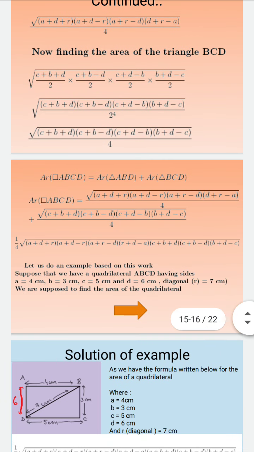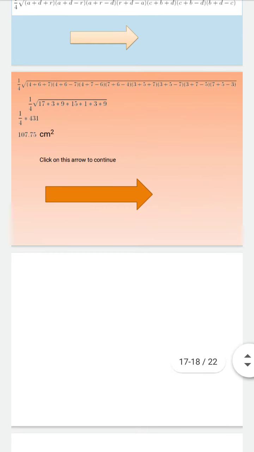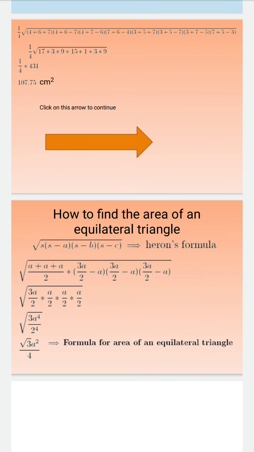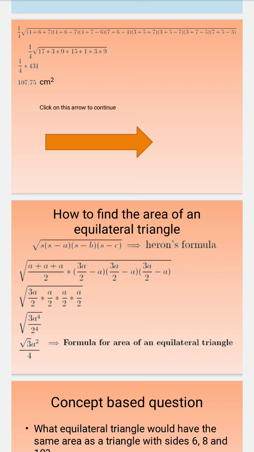Now see next what we will do to find the area of an equilateral triangle by Heron formula. Here is the concept: by applying Heron formula to an equilateral triangle, we can easily prove our basic formula to find the area of an equilateral triangle. As we also know, the area of an equilateral triangle equals root 3 by 4 a square. We can also prove it by Heron formula.